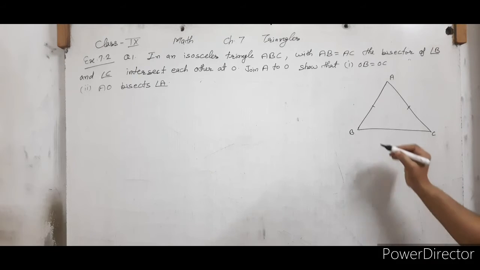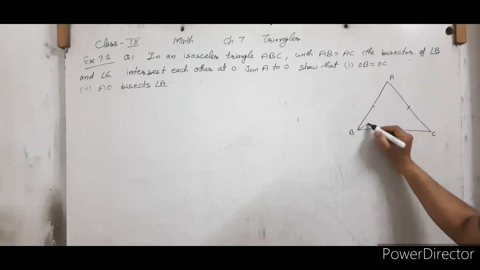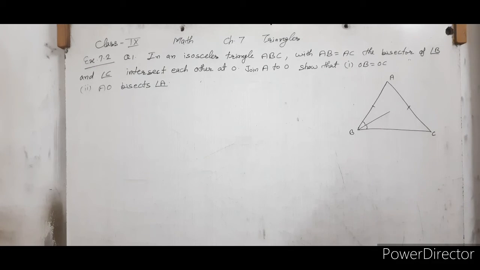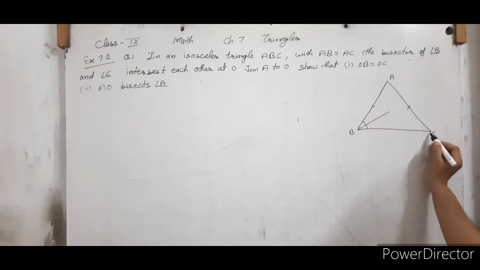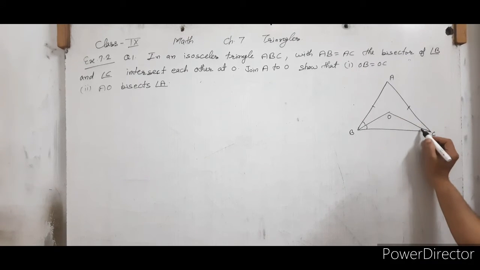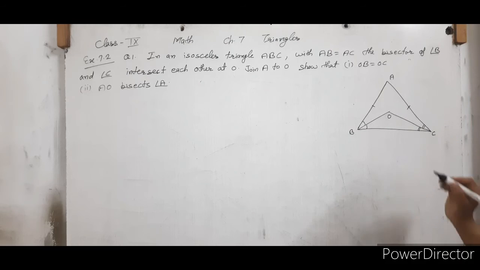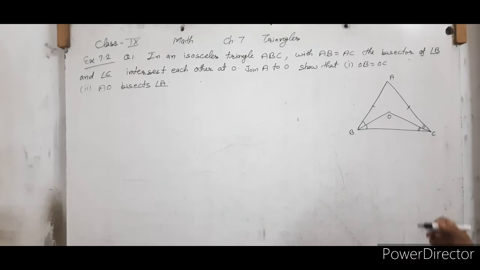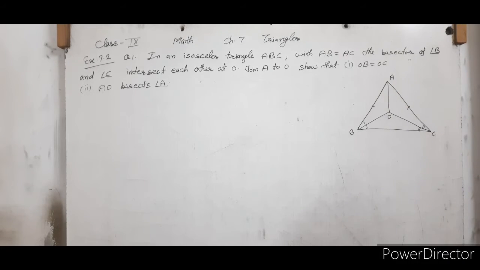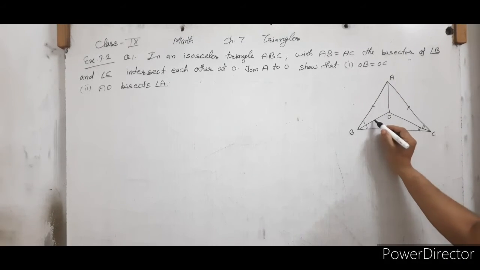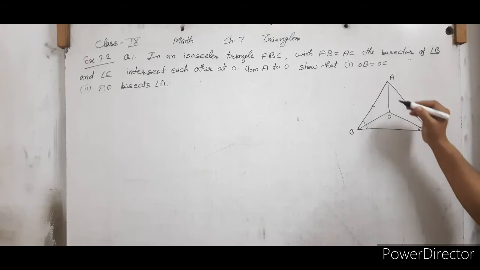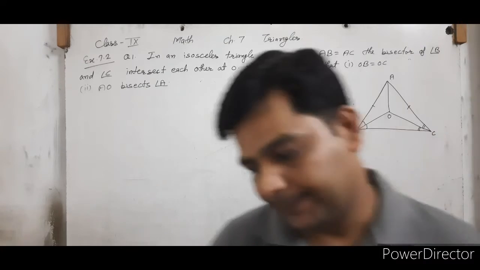The bisector of angle B and the bisector of angle C, that means the angle bisectors, meet each other at O. These two angles are also equal. Join A to O. We will join this A to O also. We have to show that the sides OB and OC are equal and OA is the angle bisector of angle A. We have to prove this part.